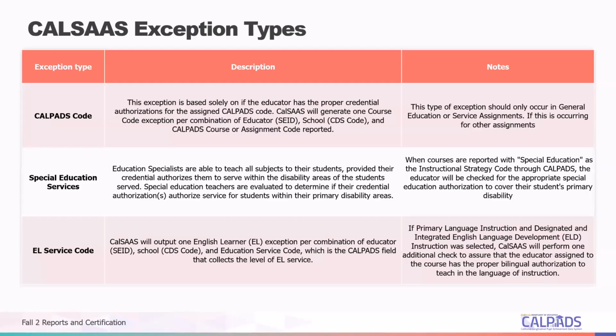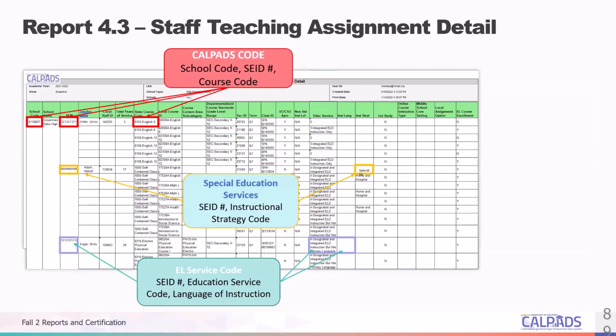Then your CalSAS exception types, your CalPADS code errors, special education services, and EL service code, right? And so when you're looking at 4.3, you have your school course delivery, the teacher, their seed, and then the state course code. And they're going to compare that staff member's credentials on record at the CTC to the content in the state course code.